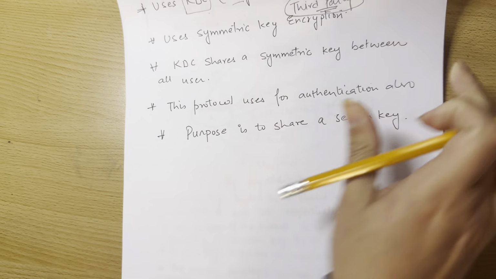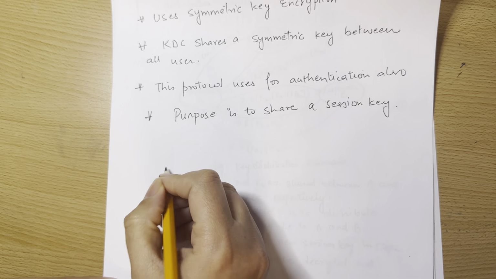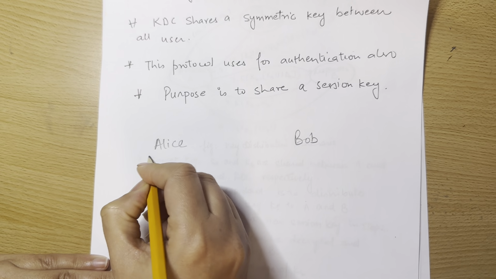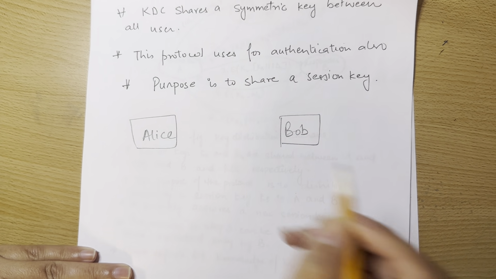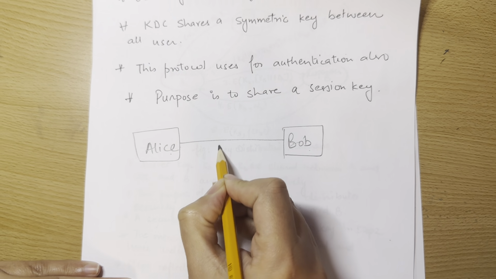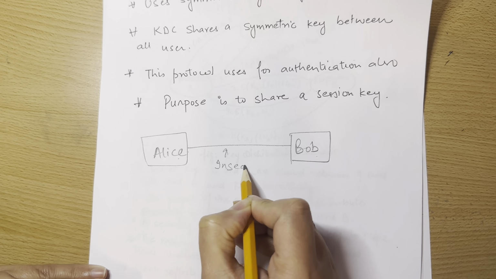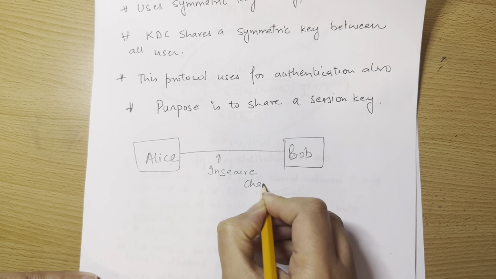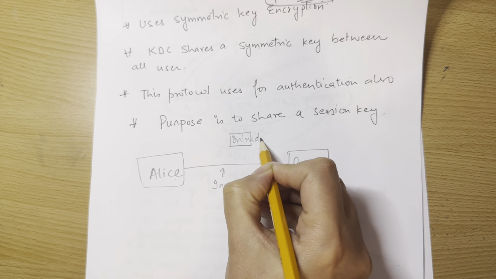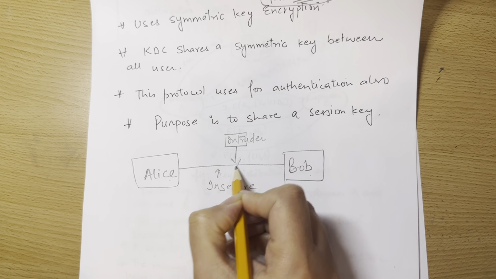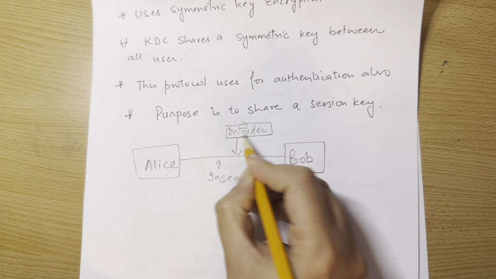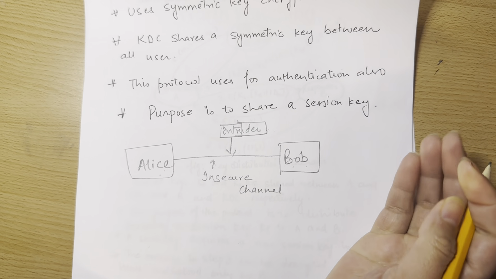So let's discuss the scenario. How many parties are there? There is Alice and there is Bob. Let's say Alice and Bob are talking to each other for the first time over an insecure channel. We assume that the channel is insecure and there is an intruder already sensing it. So whatever Alice and Bob are talking about, the intruder can see those things. The intruder is a bad, malicious third party.